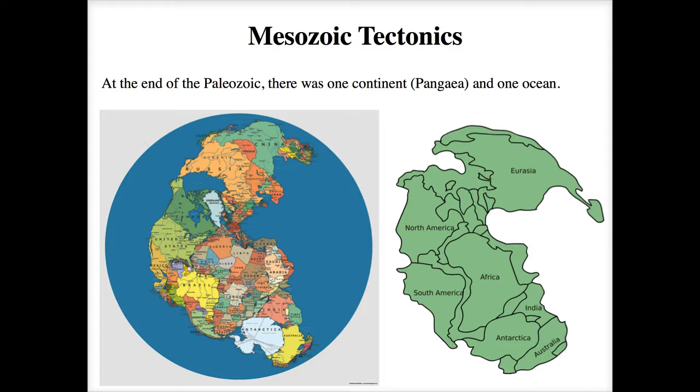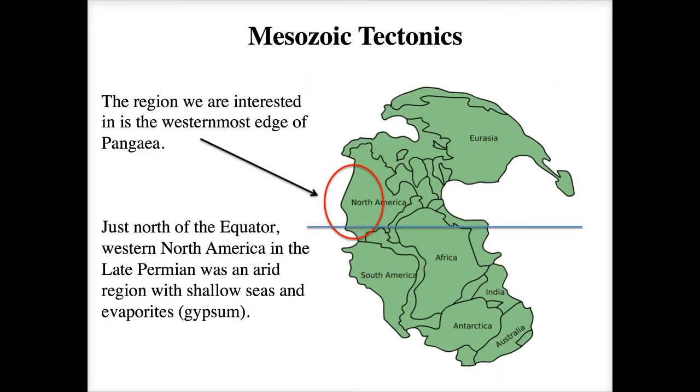And of course, that's the time period we are interested in, because it's the transition from the Permian into the Triassic that things are starting to get interesting along this west coast of Pangaea. So zooming in on that part of the world, we see that the region we are interested in is this westernmost edge of Pangaea.